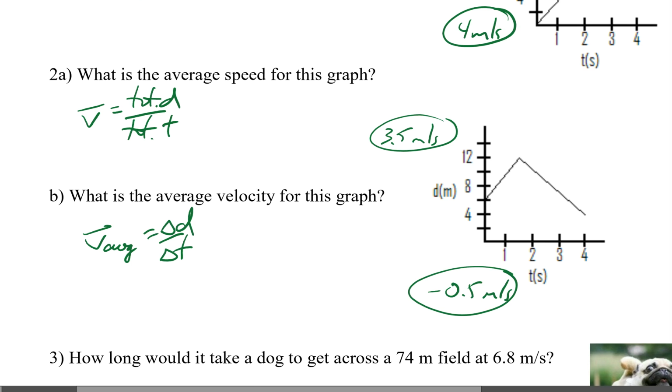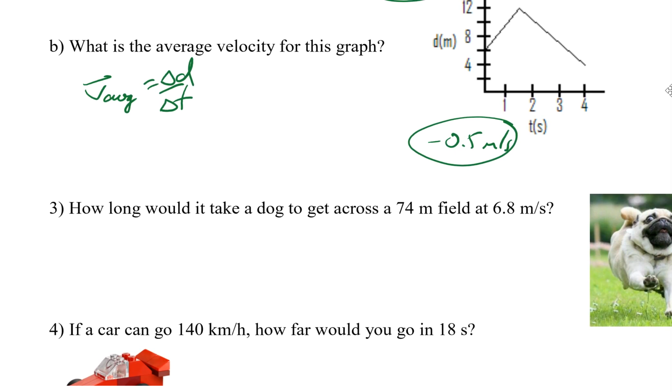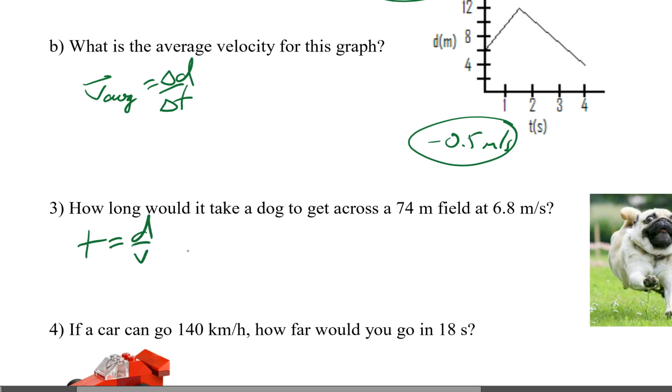Okay. The next question, I've got a little pug running here. How long would it take for a dog to go across a field at 6.8 meters per second? This is the case for time. So time is distance over v. It's a constant v, so it's nice and simple. Basic application, and hopefully when you're all done, you'll get around 11 seconds.